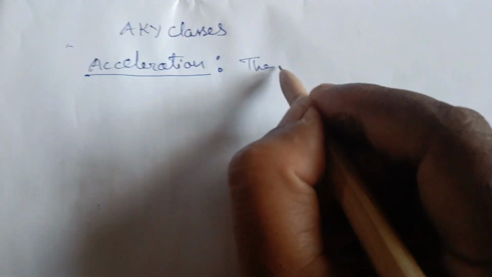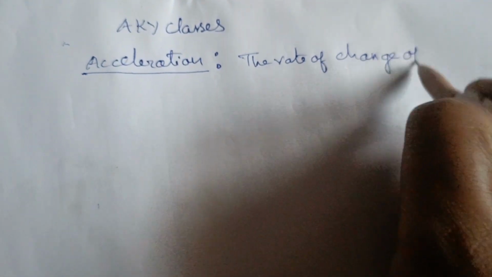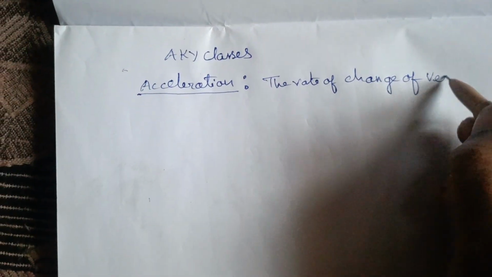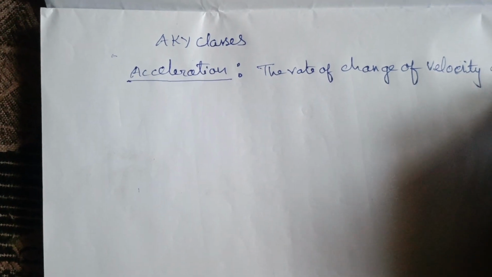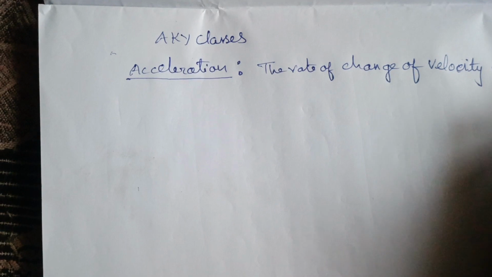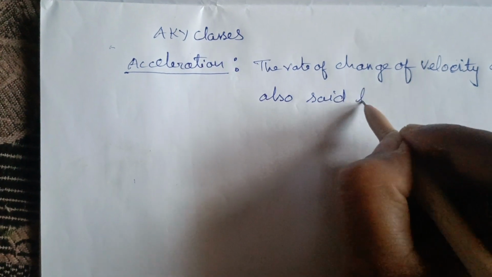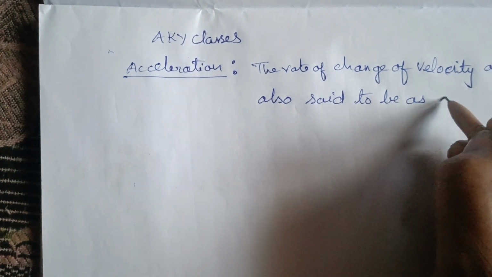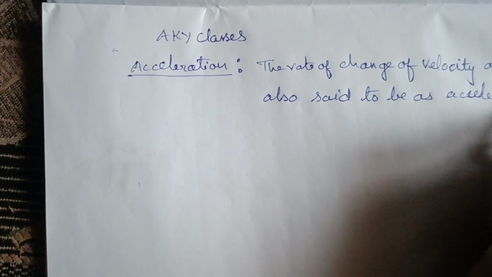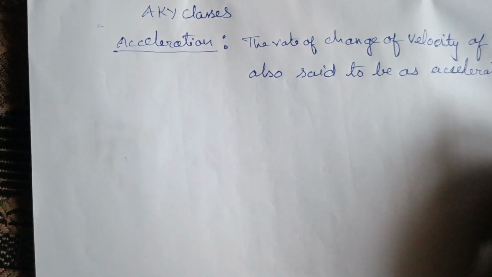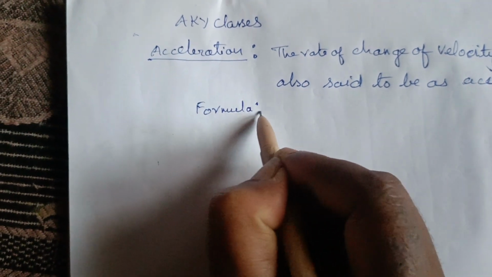The rate of change of velocity of an object is also said to be acceleration. So we can say that the rate of change of velocity of an object is also called acceleration, and we know what the formula is.